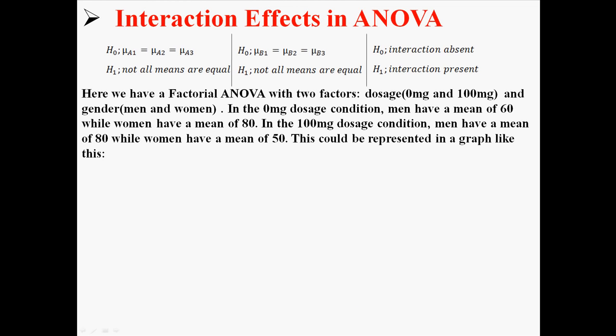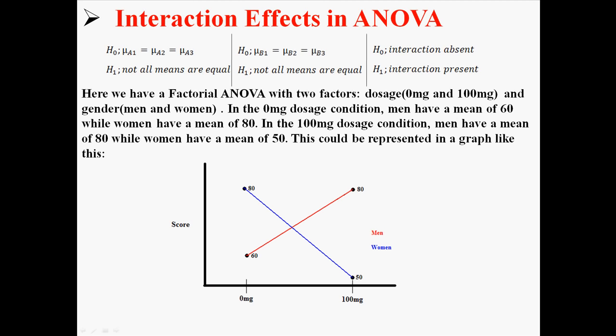So here's an interaction. Let's say we have a factorial ANOVA with 2 factors. We have dosage, and now we have gender, men and women. So in the 0 milligram dosage condition, men have a mean of 60 while women have a mean of 80. In the 100 milligram dosage condition, men have a mean of 80 while women have a mean of 50. So now the graph would look something like this. You can see that the lines for men and women cross. If the lines cross like this, that means you have an interaction effect in your ANOVA.